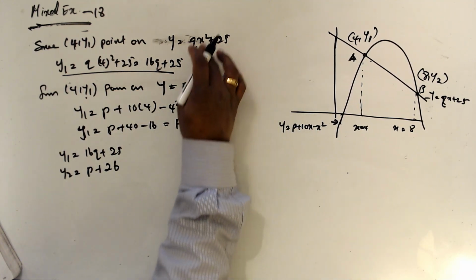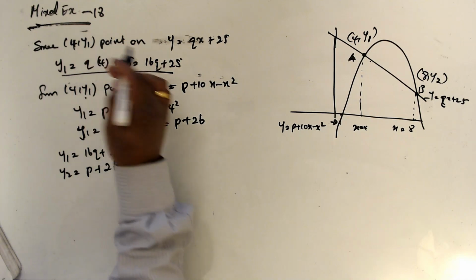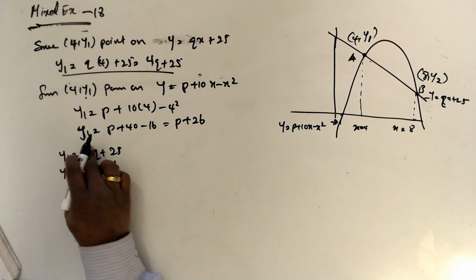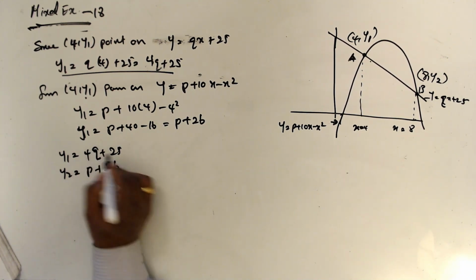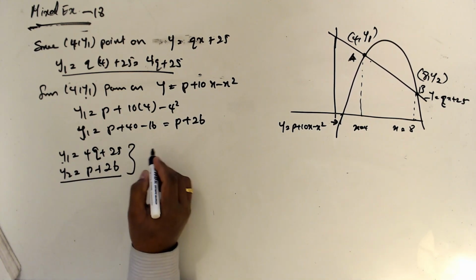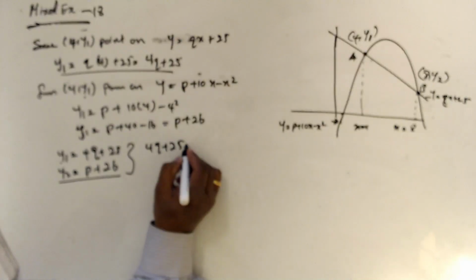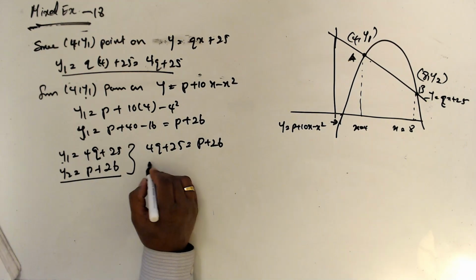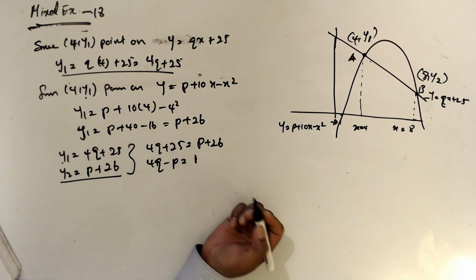This is a line, not x square actually. So this is going to be 4q. Now y1 equal this one, y2 equal this one. Hence the conclusion is what? 4q plus 25 equal p plus 26. Okay, 4q minus p equal 1.